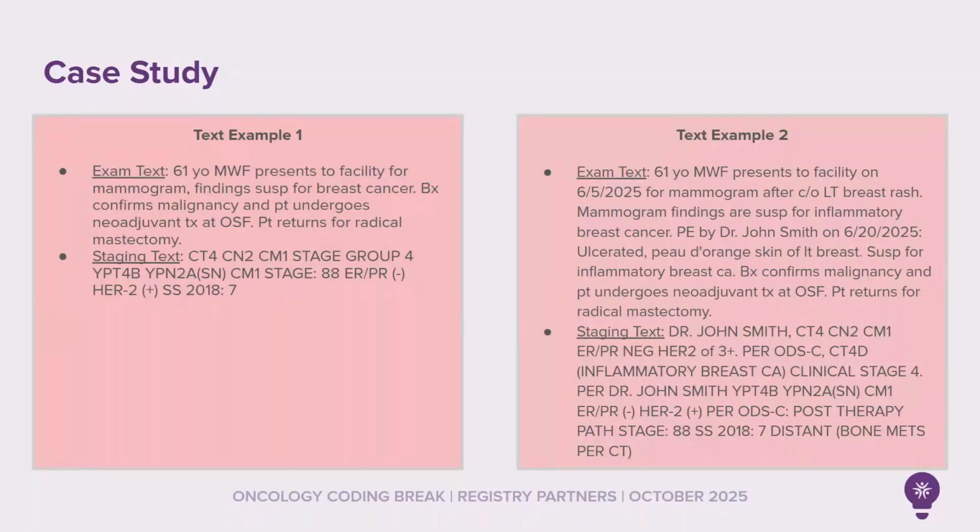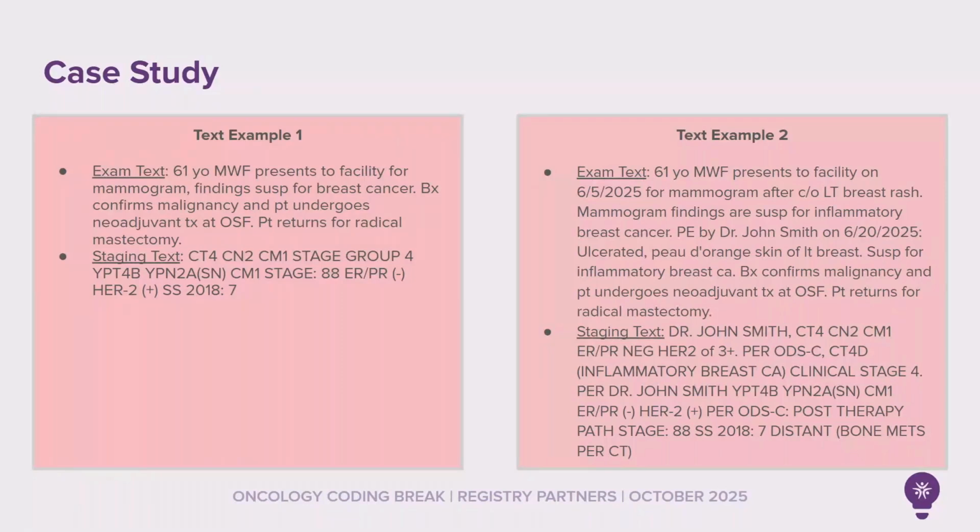In this staging text, we have Dr. John Smith, cT4, cN2, cM1, ER/PR negative, HER2 positive 3+. For the registrar, cT4d, we have inflammatory diagnosis, clinical stage 4. So they completed that physician staging. For Dr. John Smith, ypT4b, ypN2a-sn, cM1, ER/PR negative, HER2 positive. For the registrar, post-therapy path stage 88, SEER summary stage 7 for the bone mets per the CT.